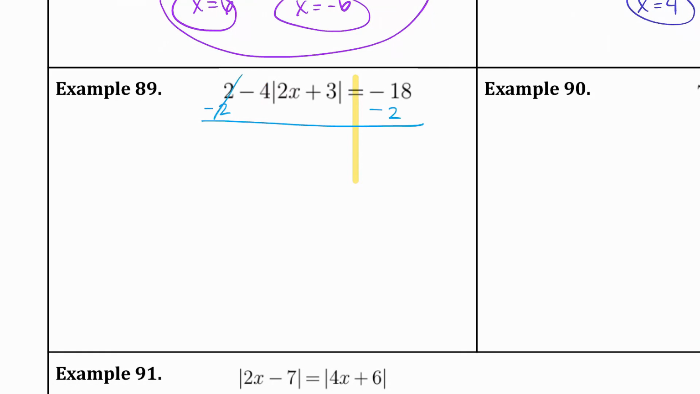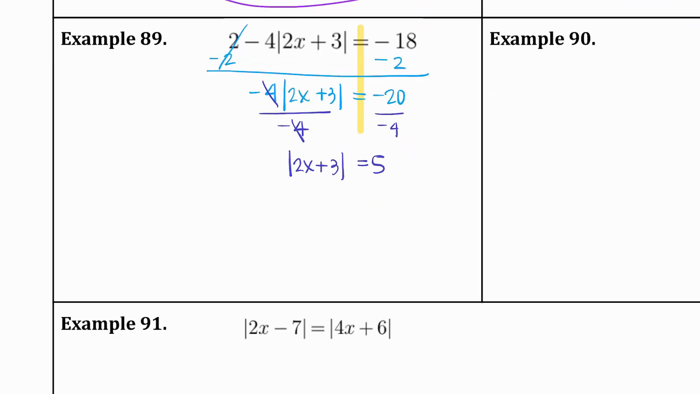What we do to one side, we do to the other, and I'm just going to bring everything else down. Negative 4 times the absolute value of 2x plus 3 equals negative 20. Okay, to get rid of that negative 4, we're going to divide by negative 4. Notice that we never distribute across absolute value bars. We always use division to help us eliminate what's in front. So we end up with the absolute value of 2x plus 3 is equal to positive 5.